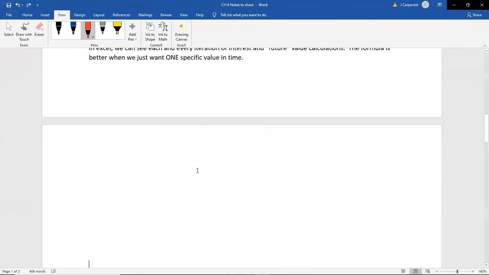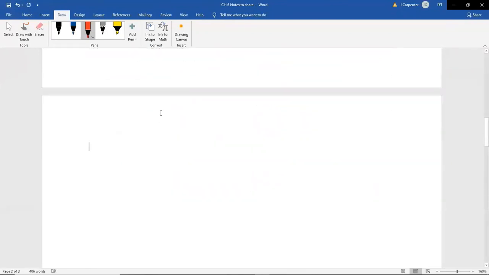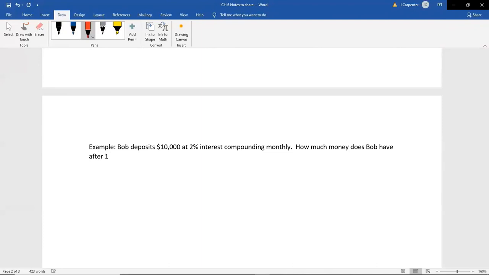All right, so example number, whatever, doesn't matter. Bob, our buddy Bob, deposits $10,000, 2% interest, compounding monthly. How much money will Bob have after 1 year, 10 years, 40 years? How does this compare to when he compounded annually?